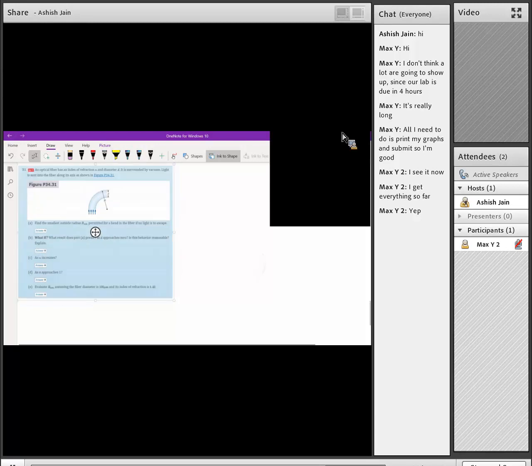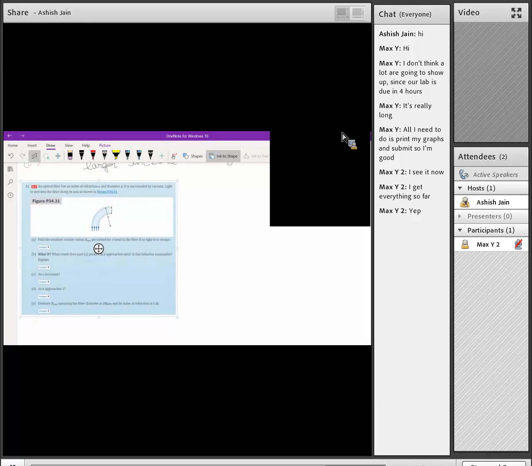Okay, so the case is like this. I'll draw it for you. It kind of looks like that, but it has more curves though. Let me draw it properly so there is no confusion.